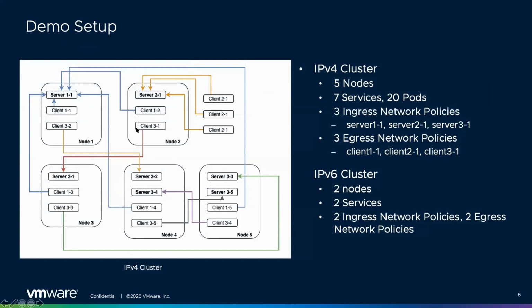As shown in this diagram, this is our demo setup for the IPv4 cluster. We have 5 nodes and several pods on each node. There are 7 servers in the back end, and for example, for server 1-1, there are 5 clients talking to it: client 1-1, 1-2, 1-3, 1-4, and 1-5 send traffic to it. So we will cover both inter-node and intra-node traffic here.